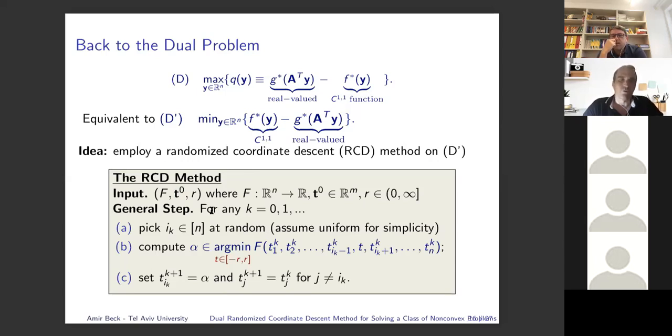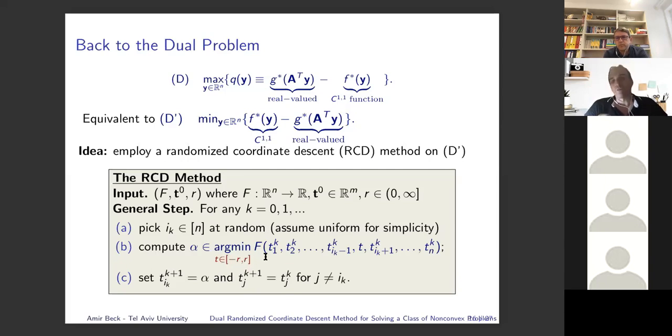At each iteration, what we do, we pick an index, ik at random. Let's assume that it's uniform. All the analysis can be done also for any positive distribution. And let's compute the argmin of f, but only with respect to the index ik, so with respect to tik, actually. But we also are willing, it's not necessary, but we can also bound the search interval to be between minus r and r. Of course, if we plug r to be equal infinity, then it's just the full minimization. But sometimes it's good that we allow ourselves to look at the bounded compact domain.